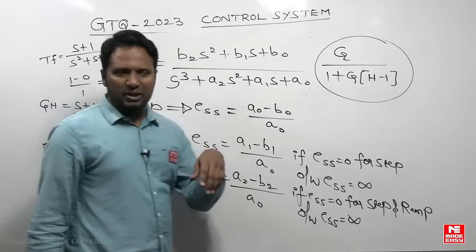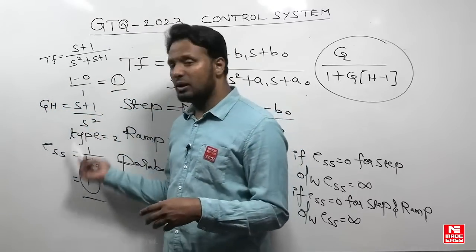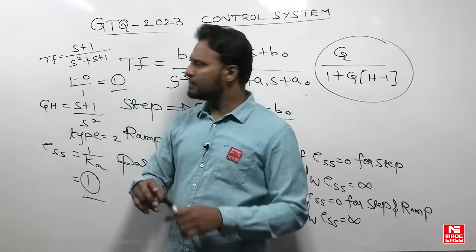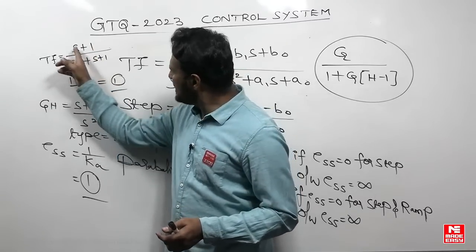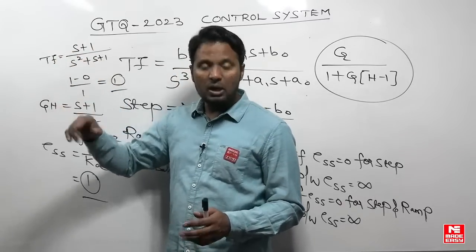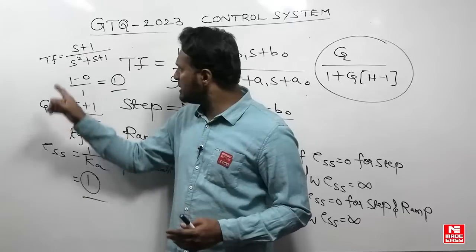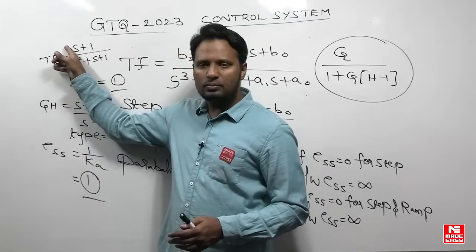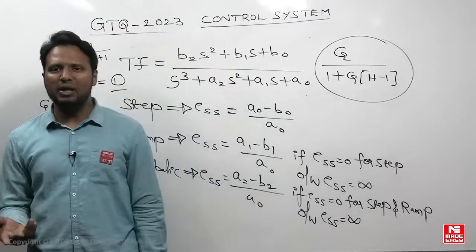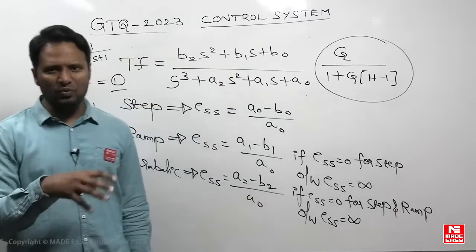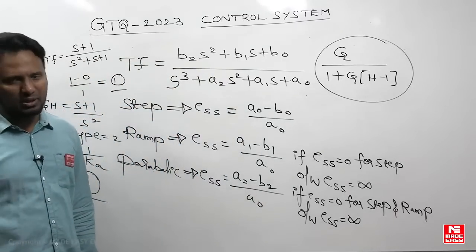Okay, this is what you will get. This is one way. The other way, I am finishing it orally. 1 minus 1, 0, for step it is 0. 1 minus 1, 0, for ramp it is 0. Now for parabolic it will be finite. What is that? 1 minus 0 by this 1, this formula. So directly it is 1. It will be done orally. I really don't have to form any open loop. I can finish it from closed loop itself.